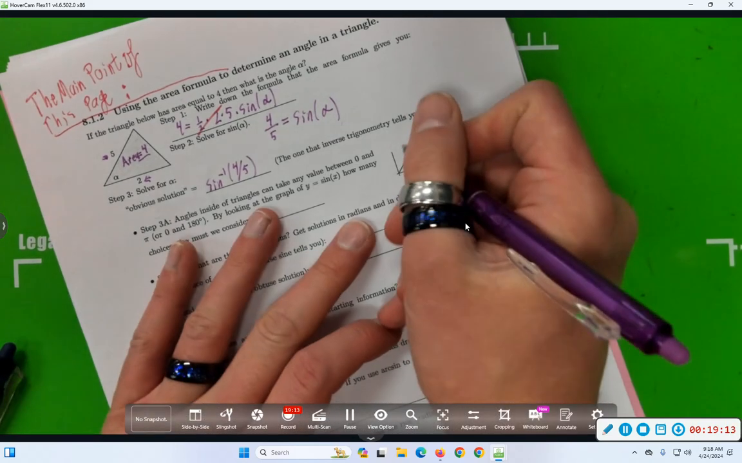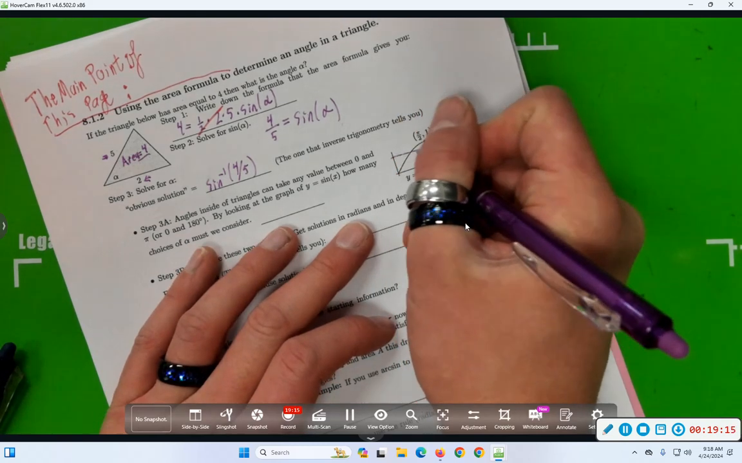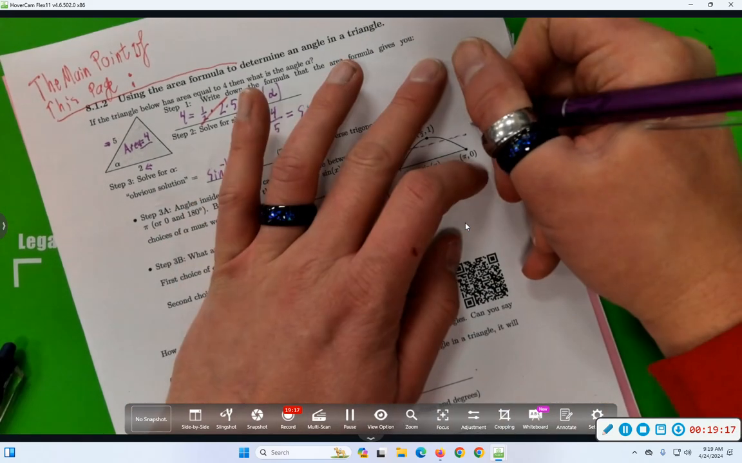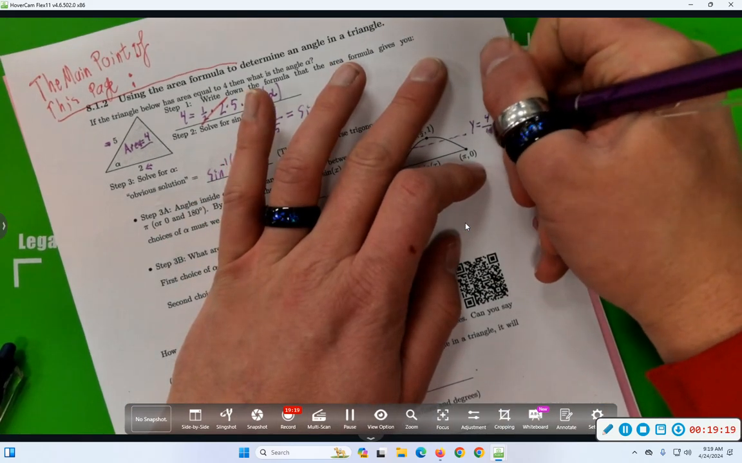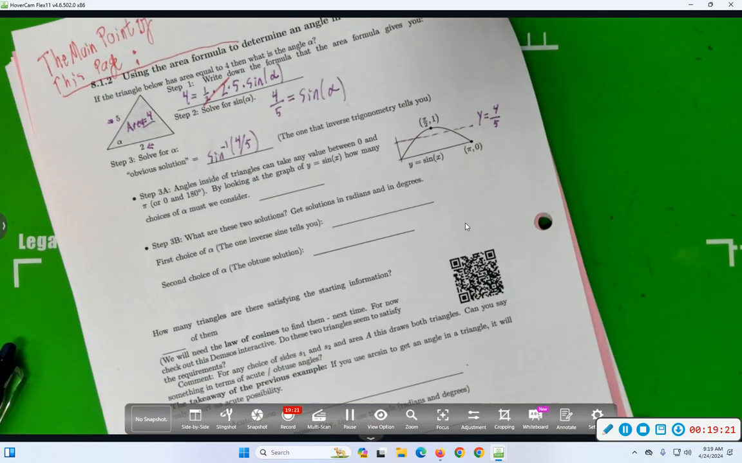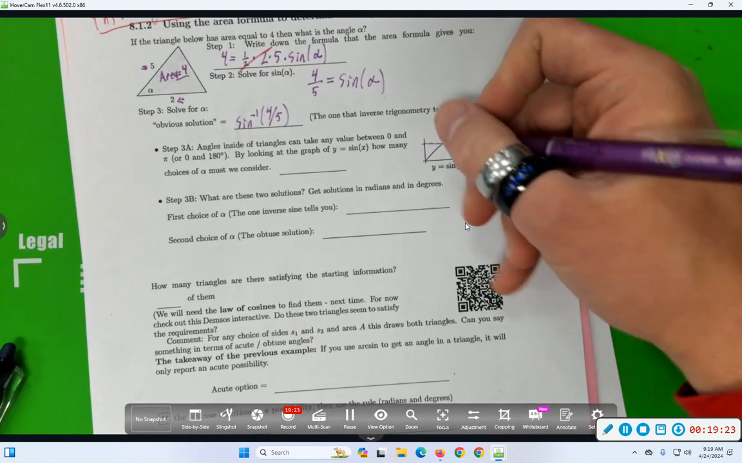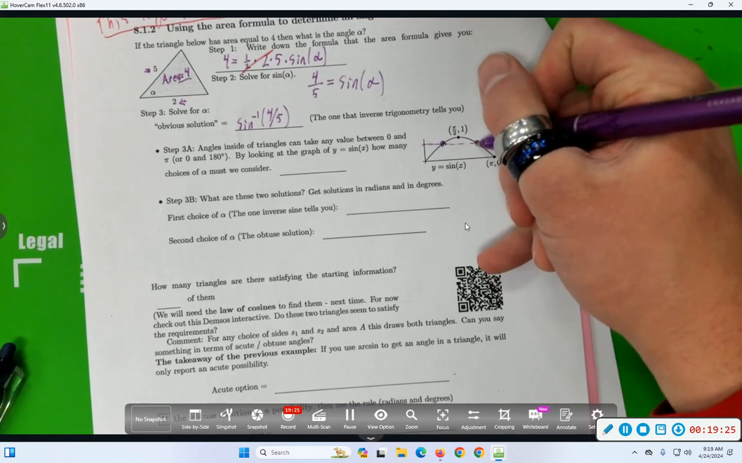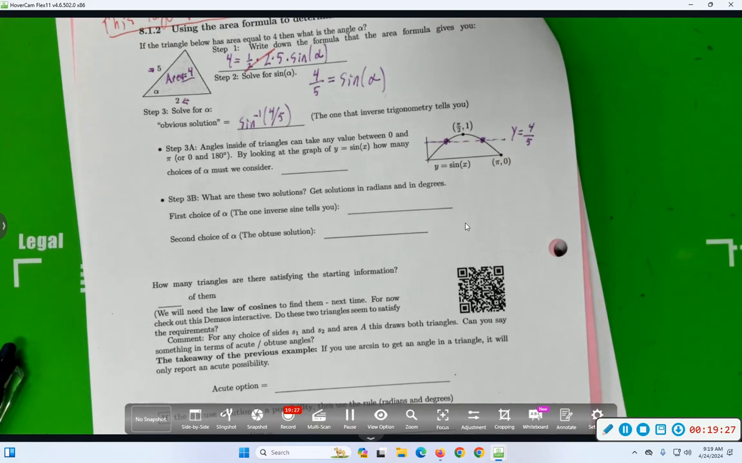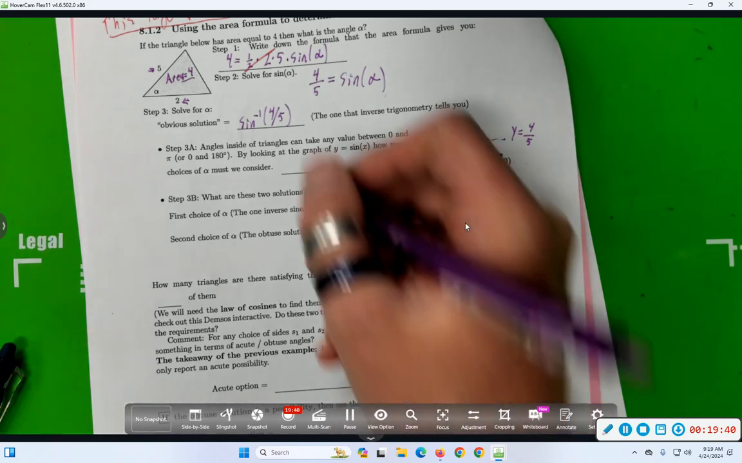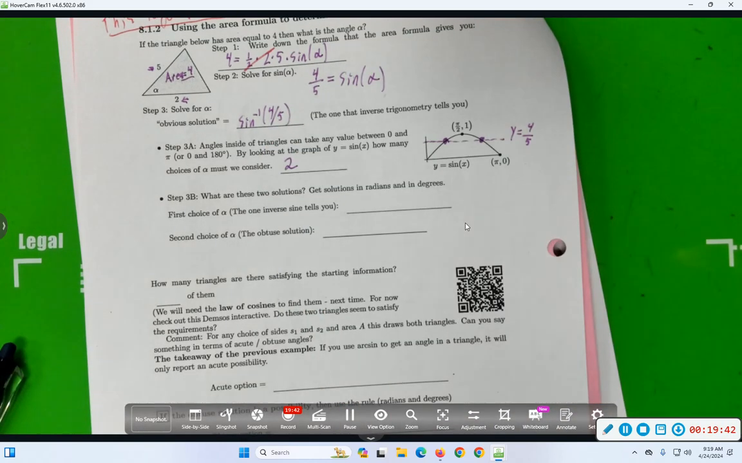So there's the graph of sine of x. I want an output value of 4/5. How many different input values give me an output value of 4/5 in that picture? Two. So there might be two options that we have to worry about. There are two options we have to consider.